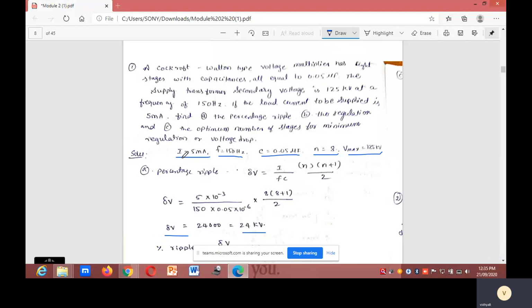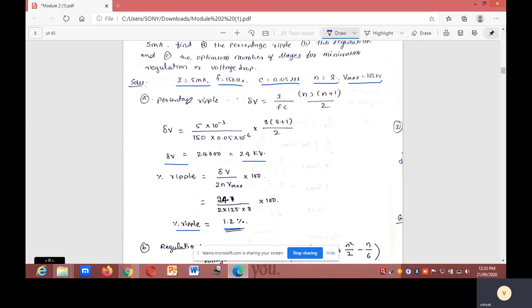They have given that I is equal to 5 milliamps, F is equal to 150 Hz, C is equal to 0.05 microfarad, N is equal to 8, V maximum is equal to 125. This is a formula for delta V. Before going to the percentage of ripple factor, we need a delta V value. Okay, first find out delta V.